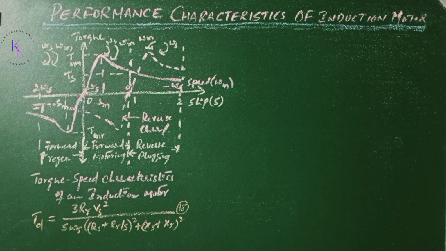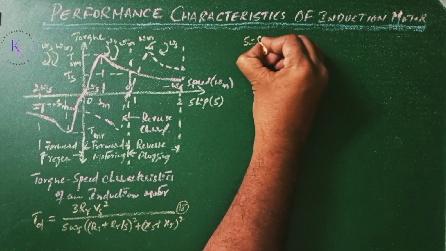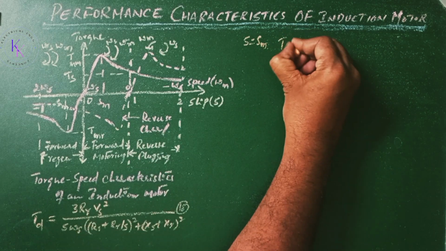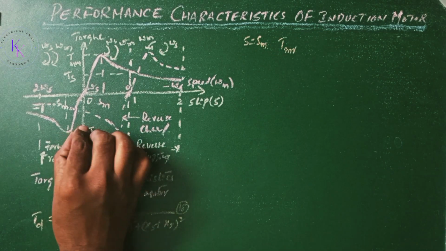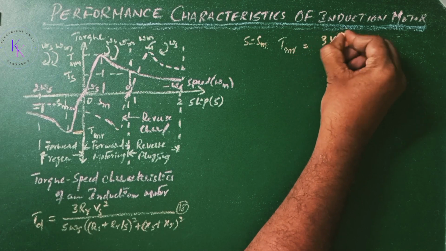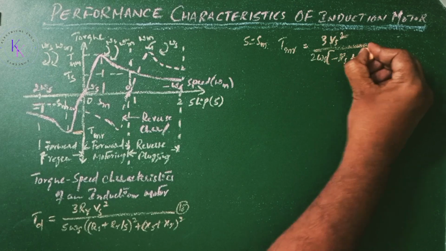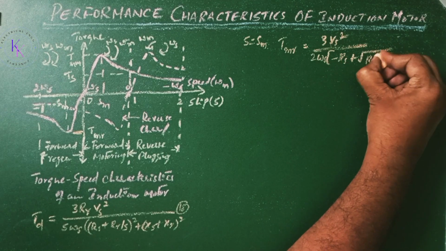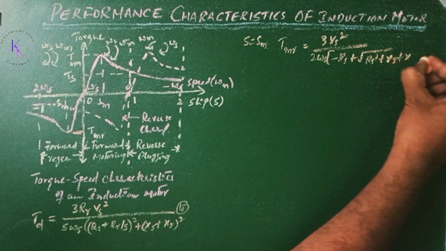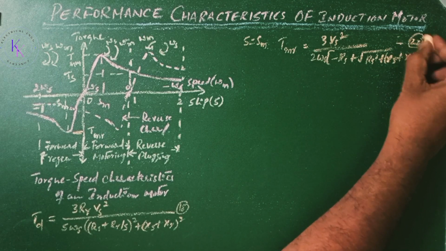Now the maximum regenerative torque can be found from equation number 18 by letting S equals minus Sm. Then Tmr, that is this torque negative, is given by 3 Vs square divided by 2 omega s of minus Rs plus square root of Rs square plus (Xs plus Xr) whole square. Let this be equation number 22.